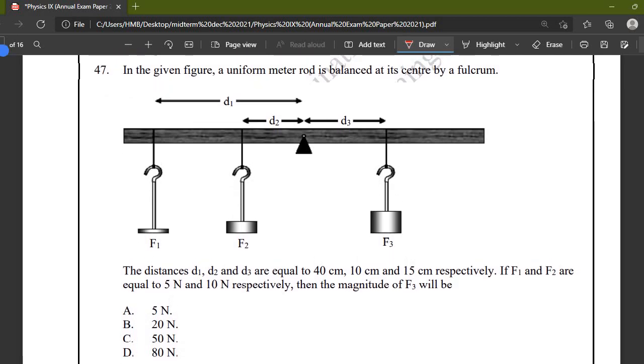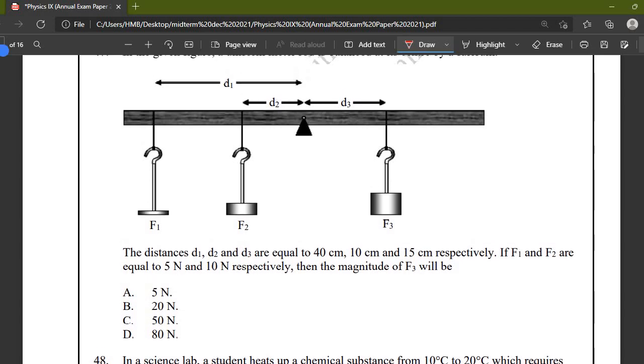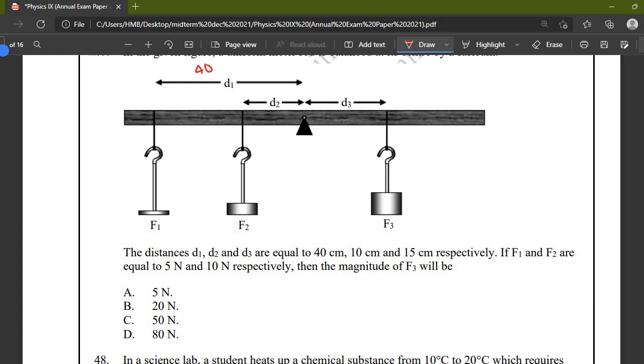In this given diagram, this meter rod is balanced at its center by the fulcrum, and the distances D1, D2 and D3 are equal to 40, 10 and 15. So D1 is 40, D2 is 10 and D3 is 15. And as we can see, these three distances are from the center of rotation or fulcrum. This means these three are the moment arms. If F1, F2 are 5 and 10, this is 5, this is 10, we have to find F3.